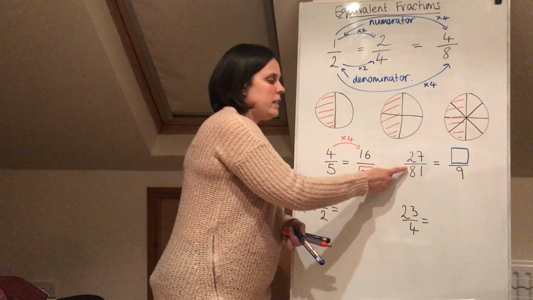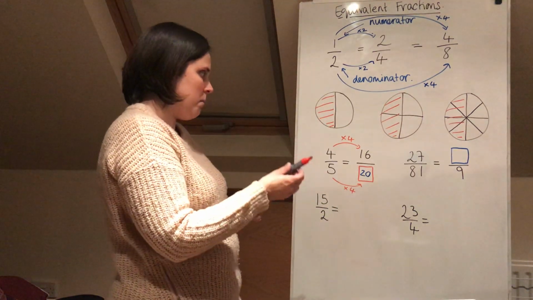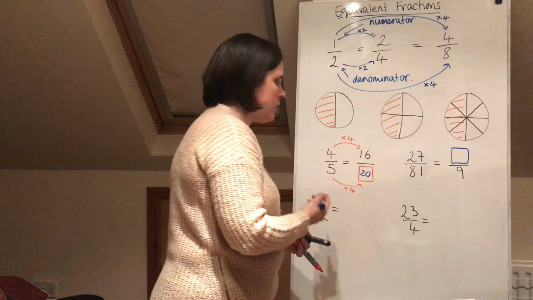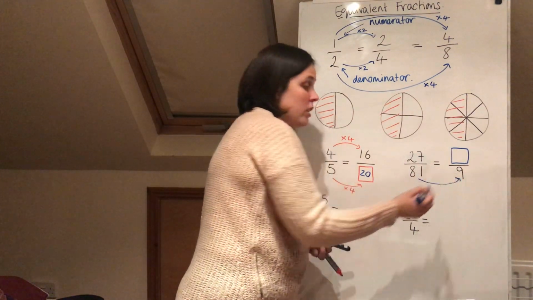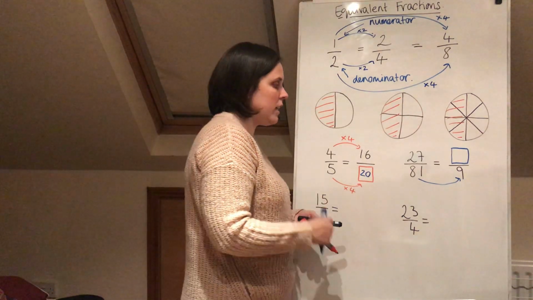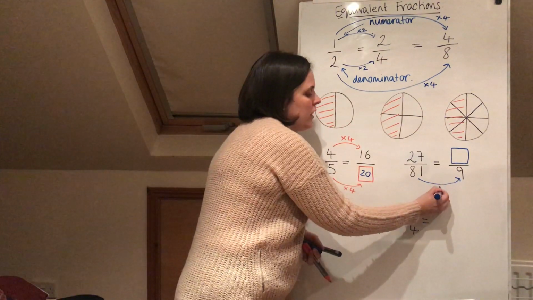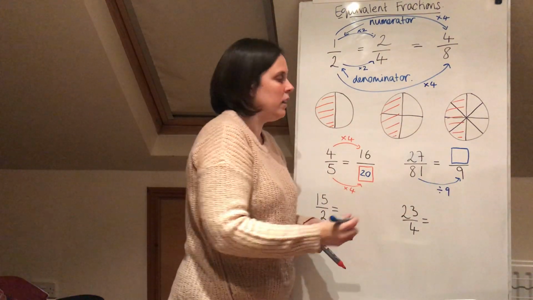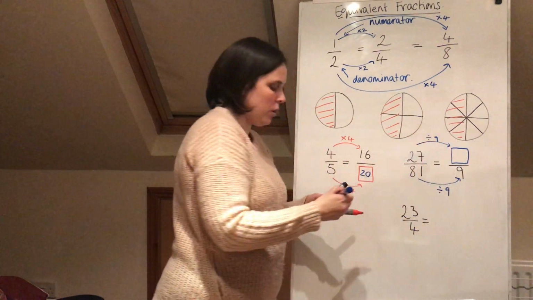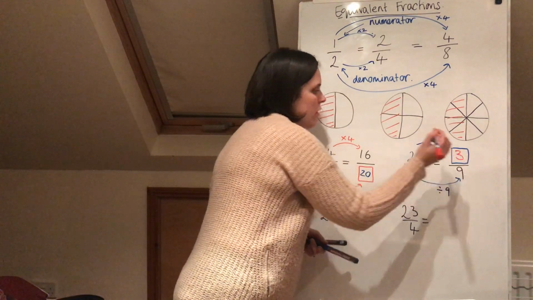Moving over here, we have 27 over 81, and we've got something over 9. So same principle again. Now this time we've actually divided by something, okay? The same principle applies whether it's multiply or divide. So what have I done to 81 to make it into 9? I divided by 9. So therefore I need to do the same on the top. And if I do 27 divided by 9, I get 3.